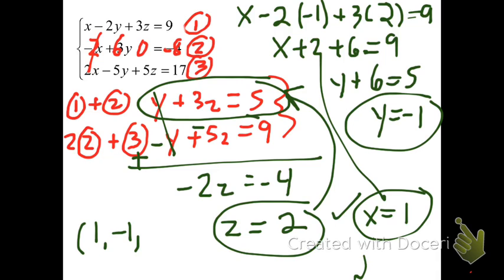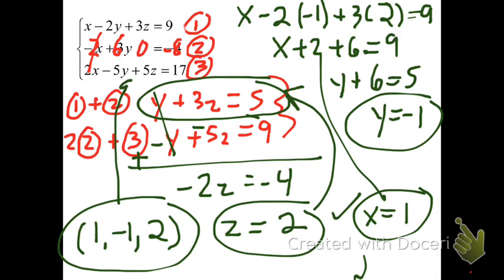Alright, and our final answer could be written as an ordered triple. And you could check it by plugging it back into all three original equations and seeing if it works. You can also just use the calculator to solve it, but you should know how to do this by hand.